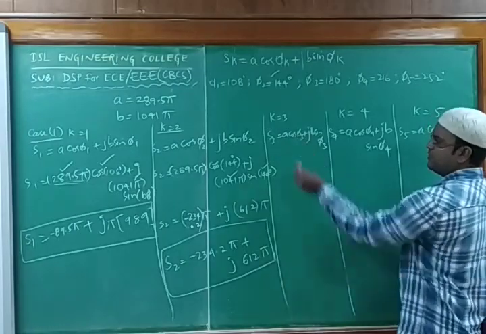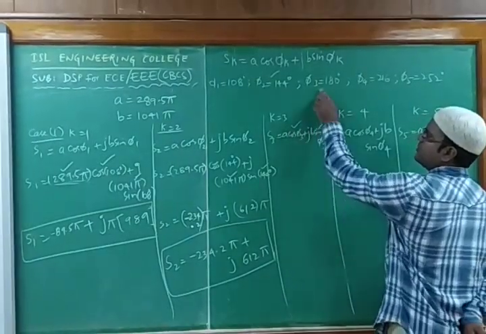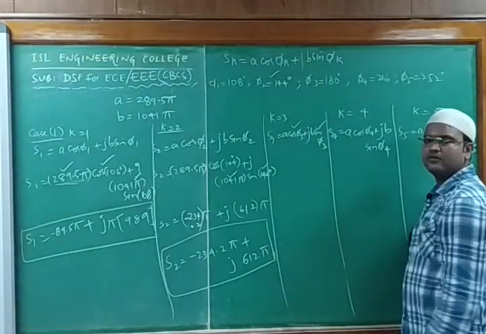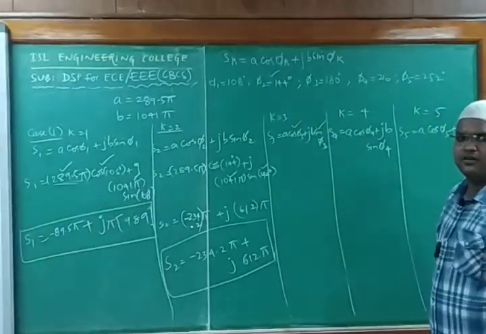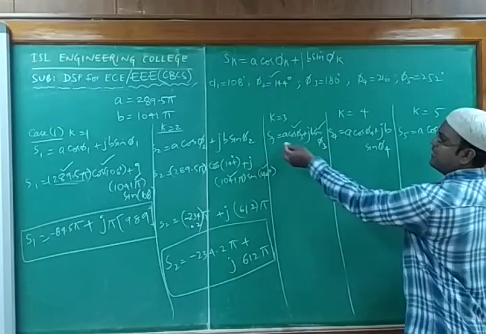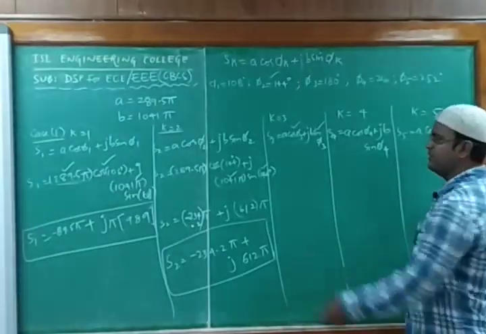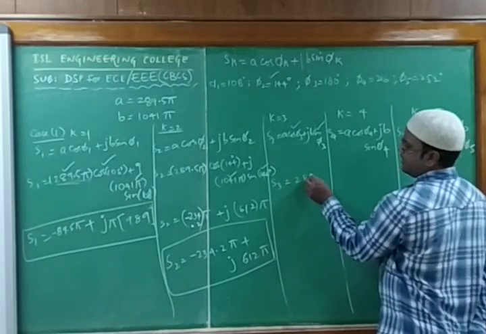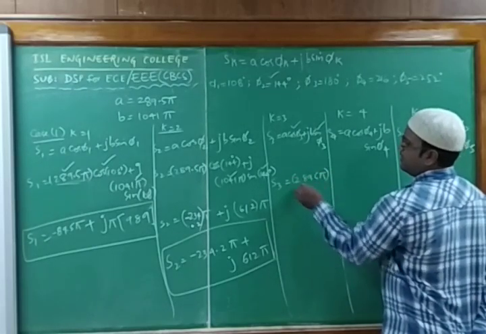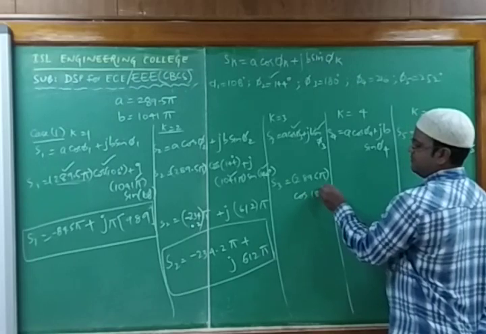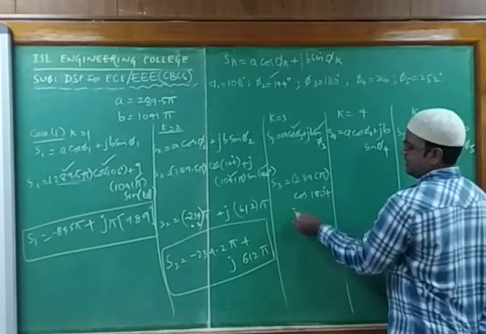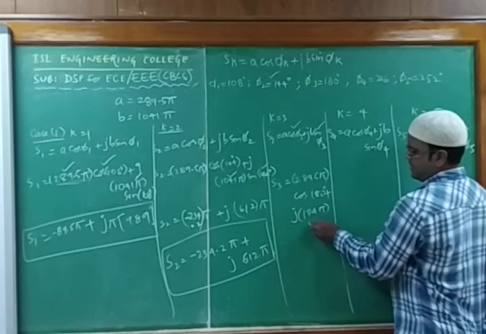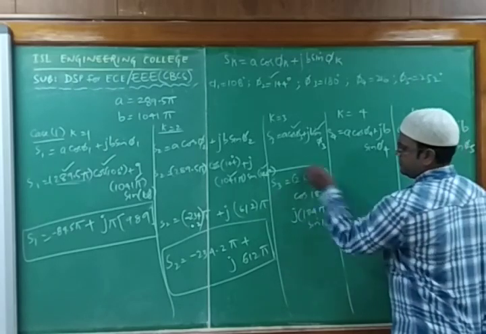Similarly, I can get the third one. Phi 3 I have. So here phi 3 is 180 degrees, cos 180 degrees is actually minus 1. So we'll directly put it; otherwise, you put it in the calculator and you'll get it. So S3 is equal to A, how much is A? 289.5 pi into cos 180 degrees plus j, B is 1041 pi into sin 180 degrees. So this is the one thing.